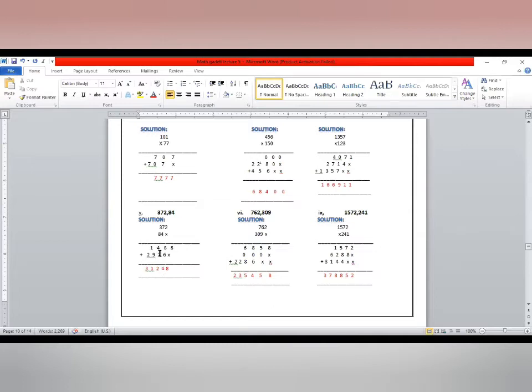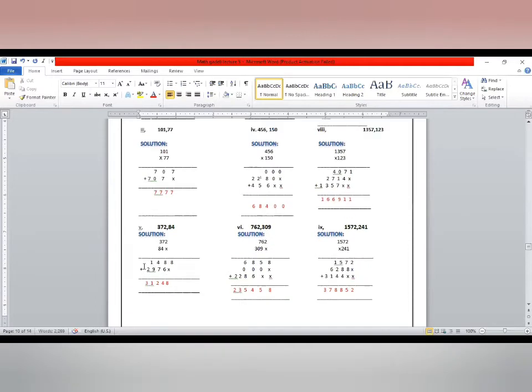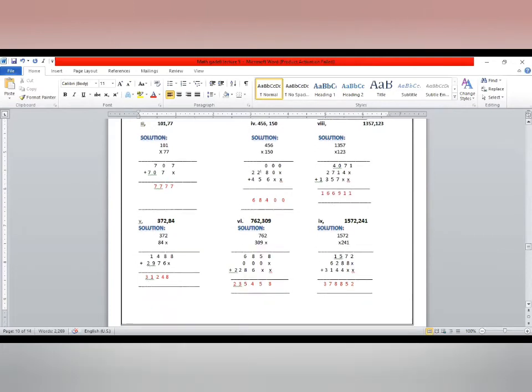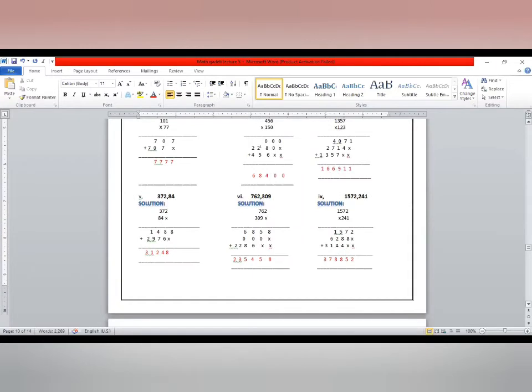Yes, students, we will keep here 8 same, 8 plus 6 is 14, 1 is carried here, 4 plus 1 is 5, 5 plus 7 will become 12, and 1 here, 1 plus 1 is 2, 2 plus 9 is 11, 1 is carried, 1 plus 2 will become 3. And the answer is 31,248. This is the sum number 5.